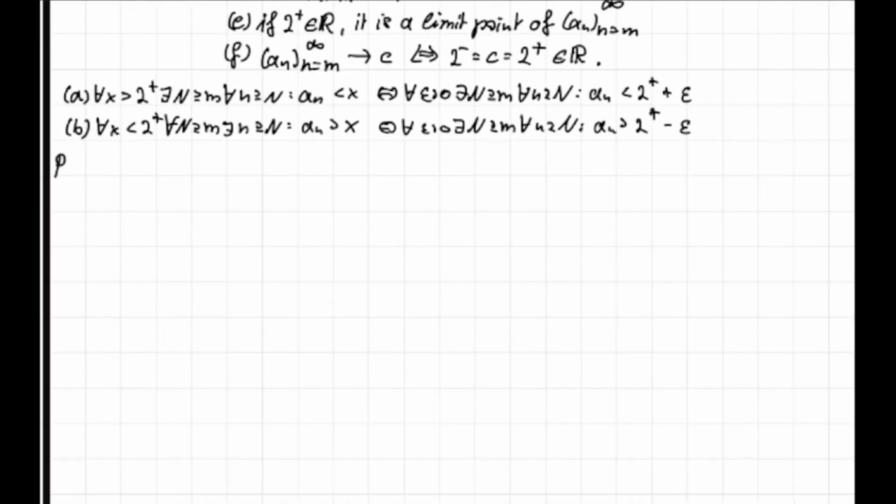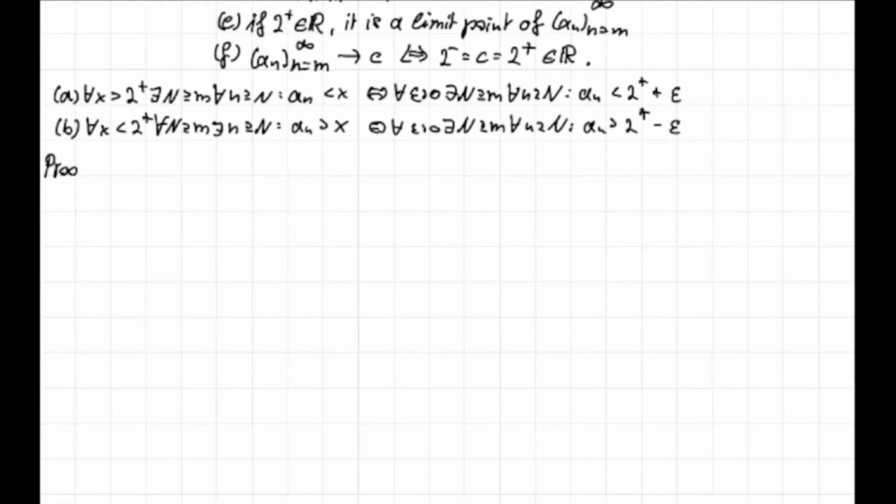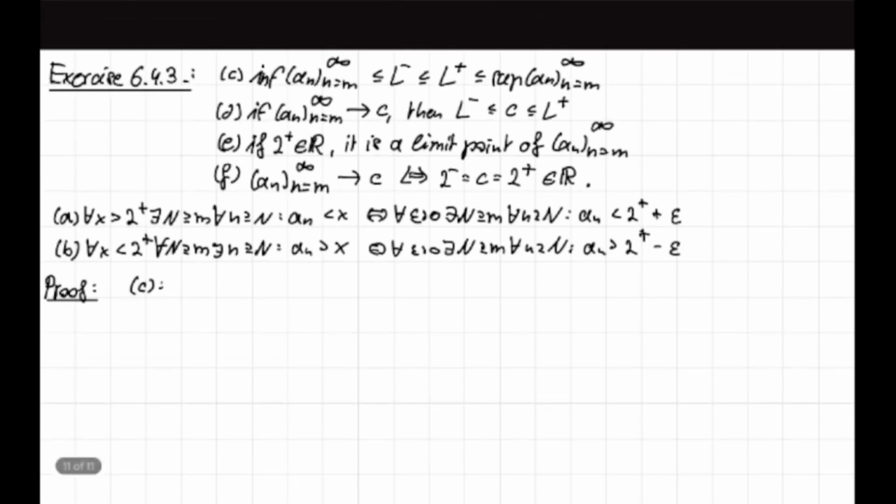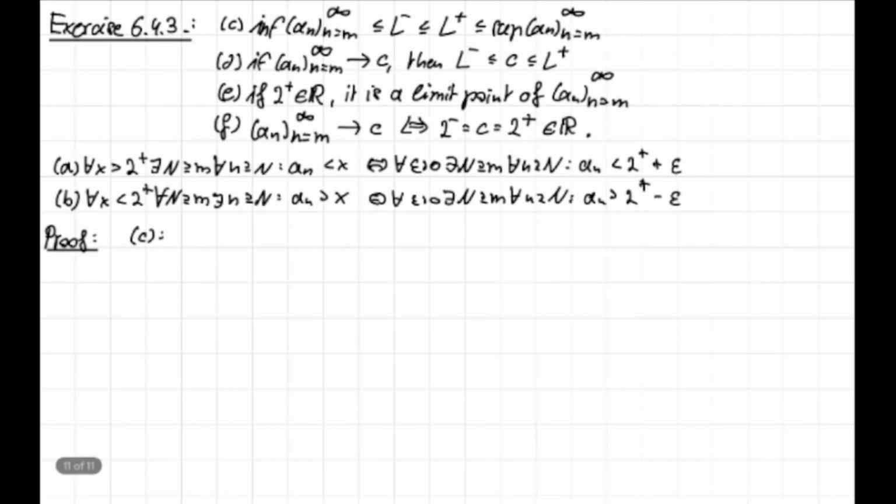And we start with part C. And for that we will use part A of the proposition for this case that L minus is smaller or equal than L plus. But at first we will take a look at this case here. The case with the infimum is proven similar.